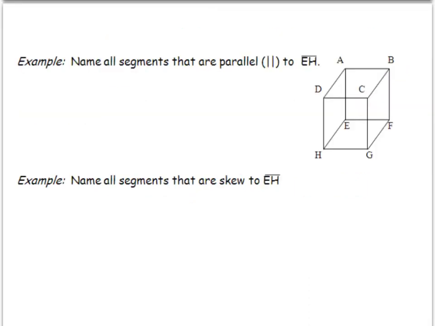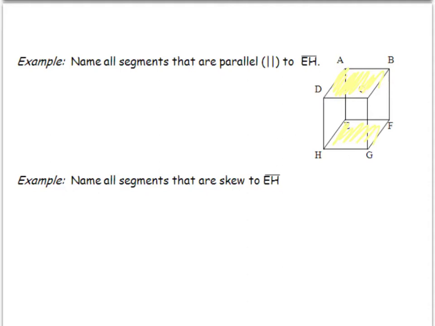Okay, so as you can see from this picture that's drawn a little bit nicer, plane ABC, which is on the top, ABC up here, and EFG down here are our parallel planes. Okay, so let's take a look at this first example. It says I want you to name all of the segments. So name all of the segments that are parallel to EH.